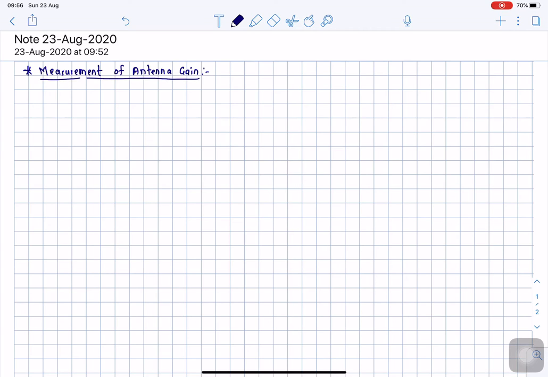There are three basic methods with which the gain of the antenna can be measured. There are distinctly three different procedures available in microwave technique through which we can measure the gain of the unknown given antenna. So the methods are, I will list out the methods of gain measurement. There is no single technique, but there are multiple techniques available in order to measure the gain of the given antenna.